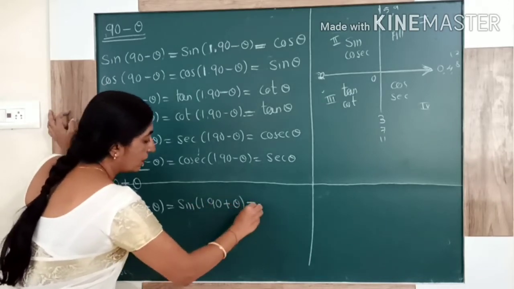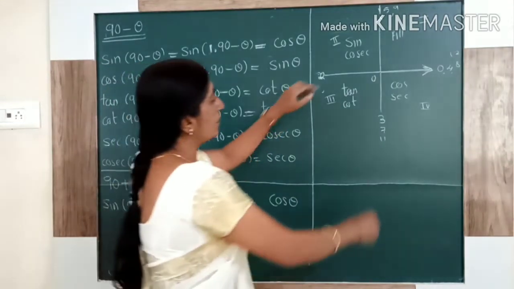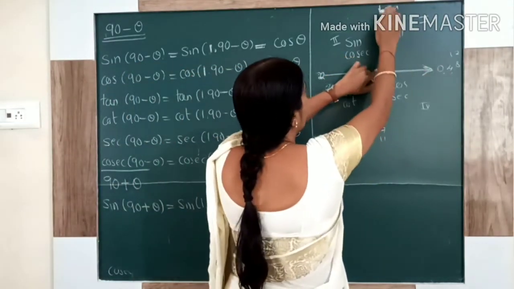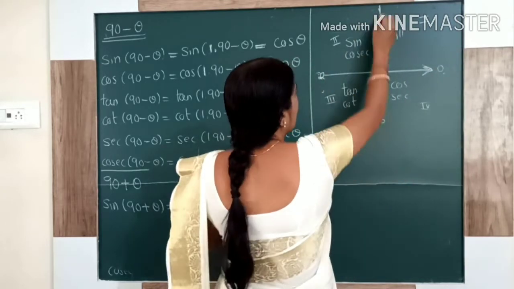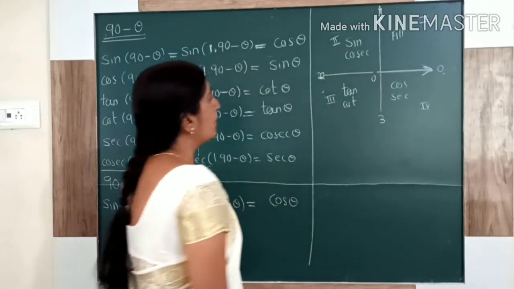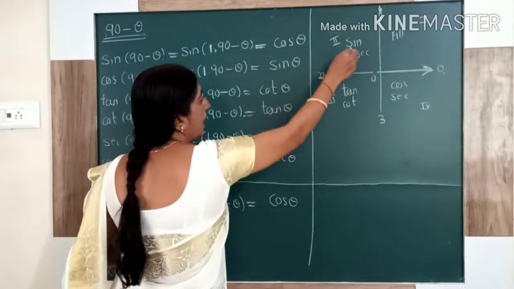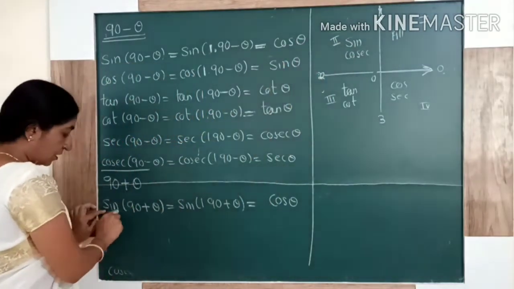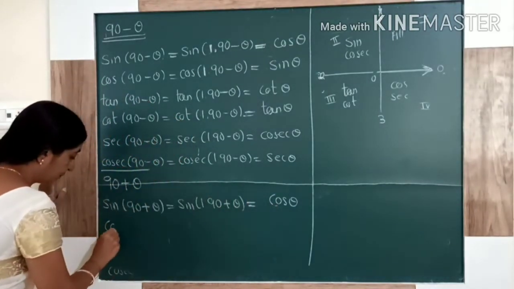1 is odd, so sin changes to cos. Now check where it comes. This is 0, this is 1. 0, 1, 2, 3. 1 into 90 plus means second quadrant. Tell me which terms are positive in the second quadrant? Sin and cosec. That means sin is positive, so your answer will be positive.